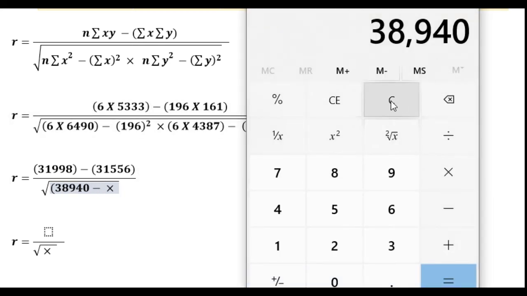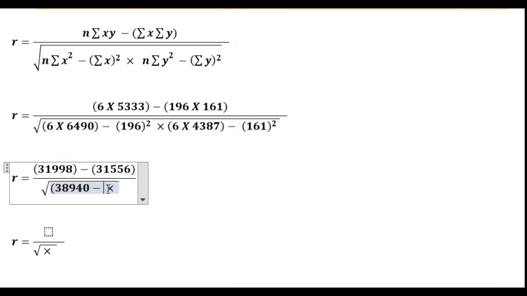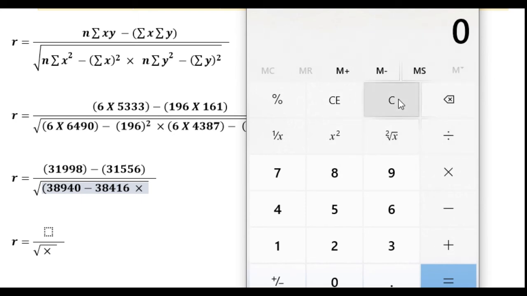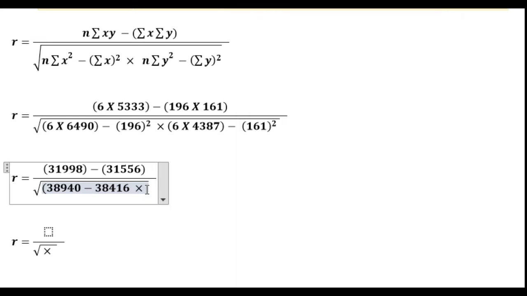So I need 196 square, which is 38,416. Okay. Next I need n into sigma y square, which is 6 into 4387. So let me do that. 6 into 4387 is equal to 26,322.